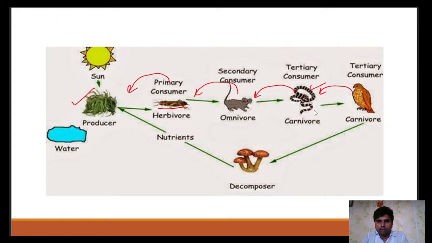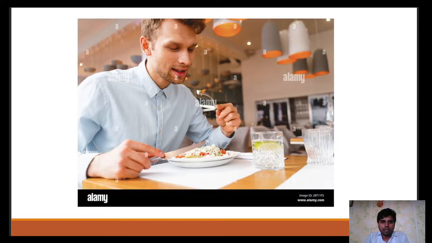Now we can see here that different types of animals take their nutrition by eating other animals. So in this way they are getting the nutrition. But how do humans get the nutrition? From where do humans get nutrition? So yes, students, you are correct. We get the nutrition by eating our food, different types of food we eat.